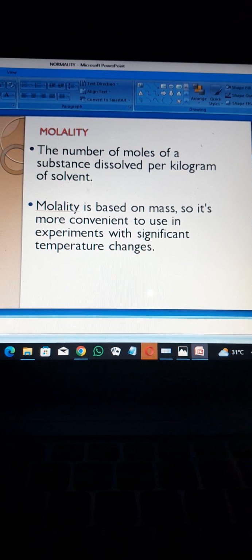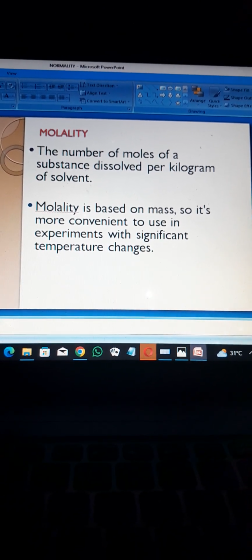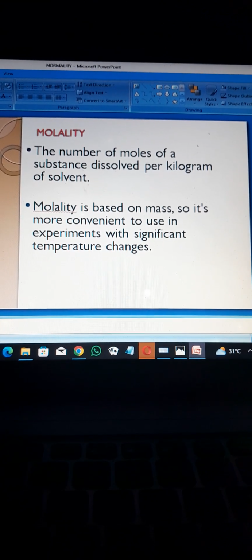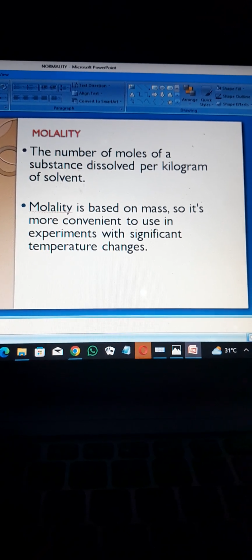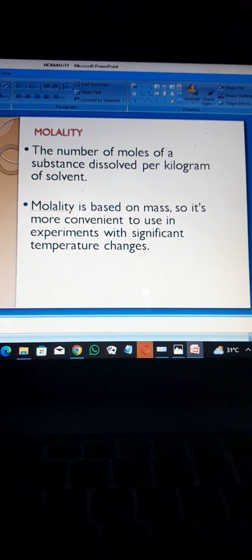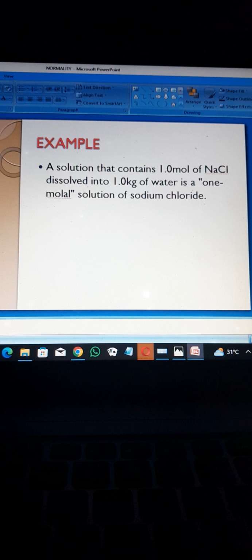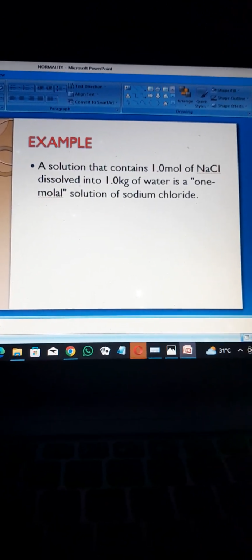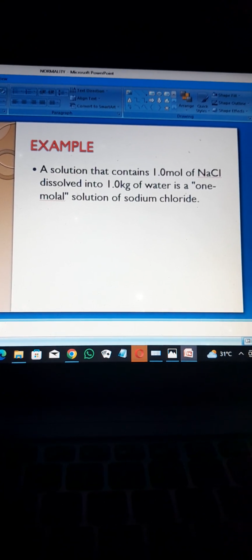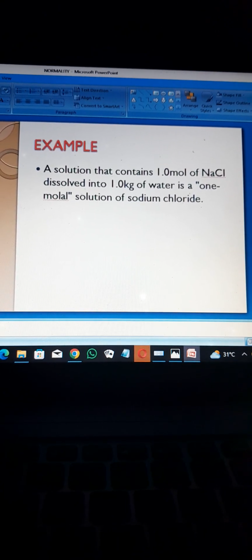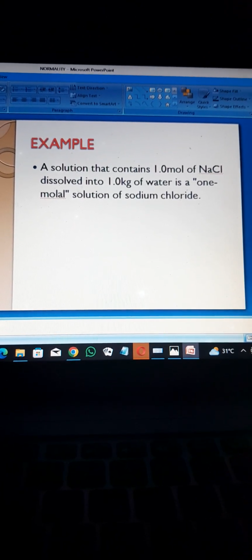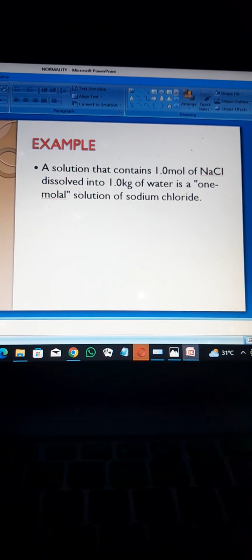Molality means the number of moles of a substance dissolved per kilogram of solvent. Molality is based on mass, so it is more convenient to use in experiments with significant temperature changes. Then come to an example of molality. A solution that contains 1.0 mole of sodium chloride, NaCl, dissolved in 1 kg of water is a 1 molal solution of sodium chloride. Understand?